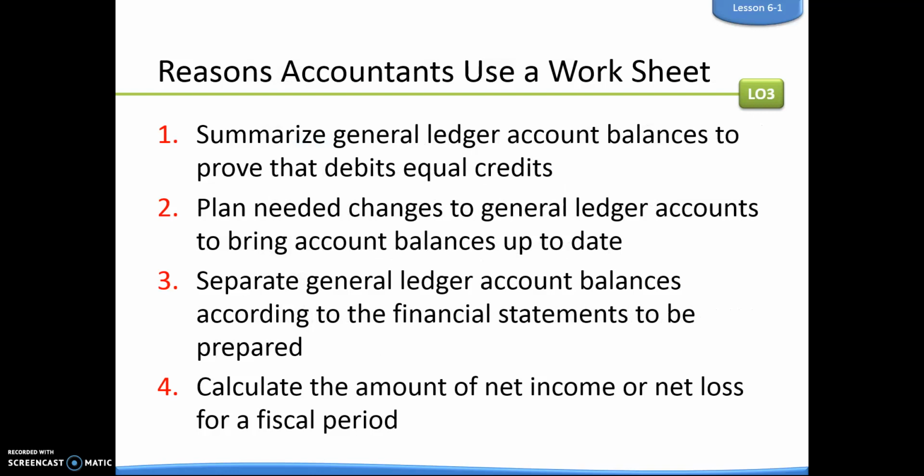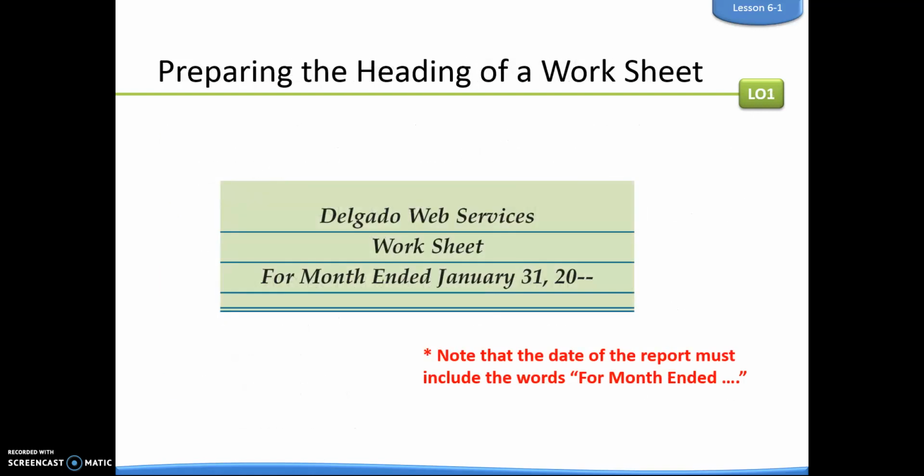So the reason that we use a worksheet is that it's a nice way to summarize our general ledger accounts and first off prove that debits equal credits. Our second thing is that it helps us plan our changes that need to be made to bring certain accounts up to date. The third is it allows us to separate our different accounts into the different financial statements that we make, whether that is an income statement or a balance sheet. And then it also allows us to calculate net income or net loss. So it's actually a very helpful planning tool, and that's the reason that accountants use it.